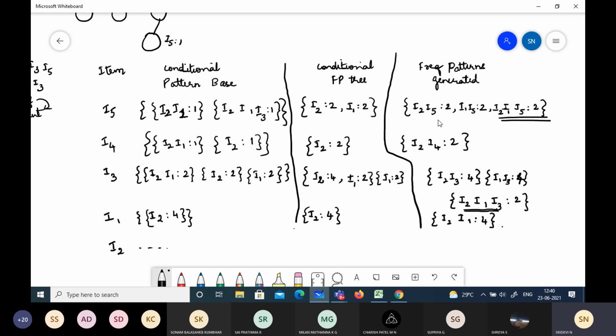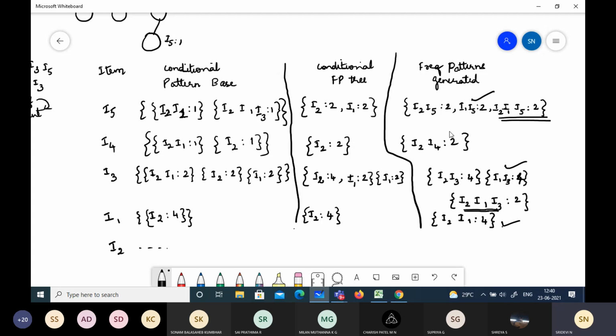See, for two item set generation, we had I1, I2, 4. Let's check. I1, I2 with 4. Just cross verify and check. Yes, I1, I2 we have with 4. I'm just comparing it. So we add this item set I1, I2, 4. And then we had I1, I3, 3. Let's check. I1, I3 with 4. Yes, we have it here. And then we had I1, I5 with 2. Yes, we have it here.